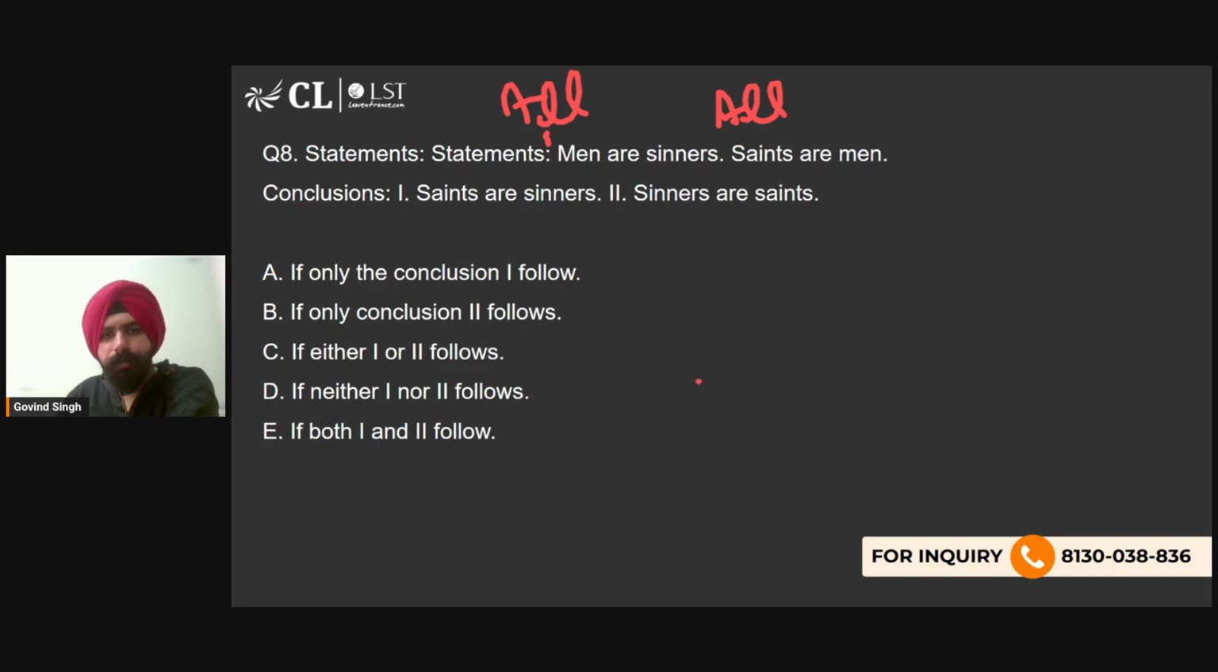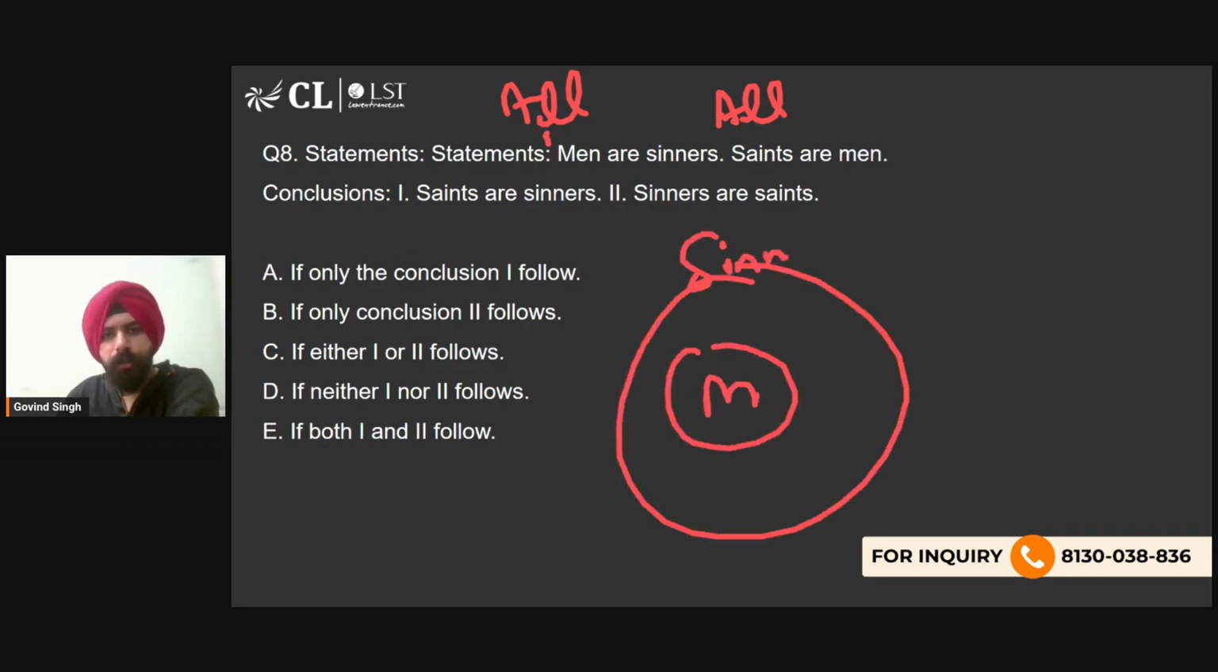So all men are sinners. You draw men, you draw sinners. All saints are men. Okay, so saints would be inside this. All saints are men. Saints are sinners. Saints are sinners is true. Sinners are saints. Okay. Now, in conclusions, sinners are saints would be correct because you can see that all of these are sinners, and there are saints within it. So, this would be correct.